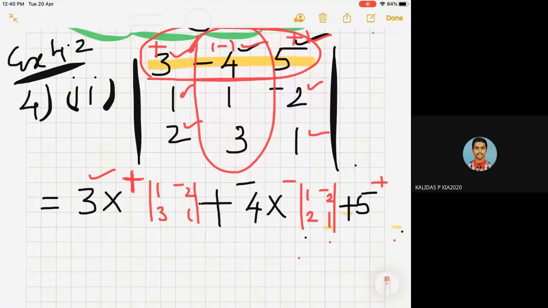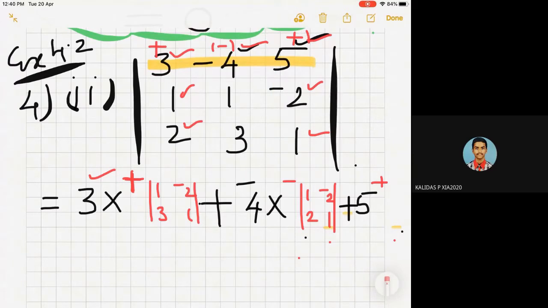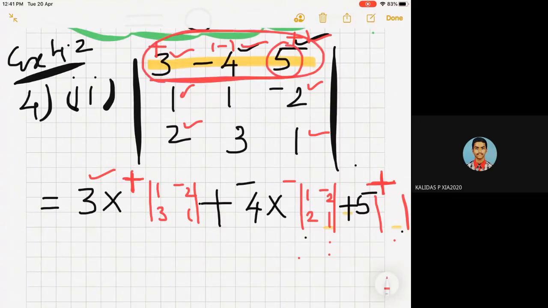Plus 5 into the cofactor of 5. To get the cofactor of 5, first you put the sign of the cofactor, that becomes plus. Now you have to find the determinant obtained by deleting the row and column containing 5. That means the first row you have to delete and the third column also, and what you are getting is the determinant of these four elements, 1, 1, 2, 3.